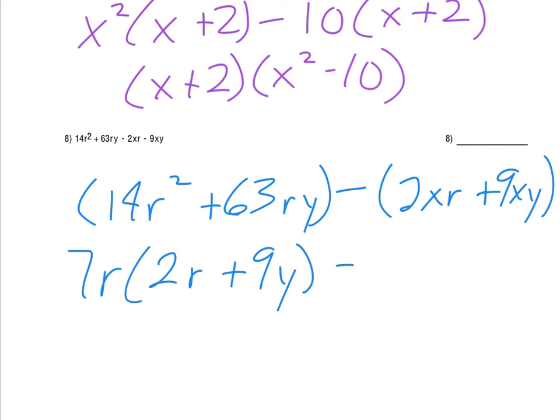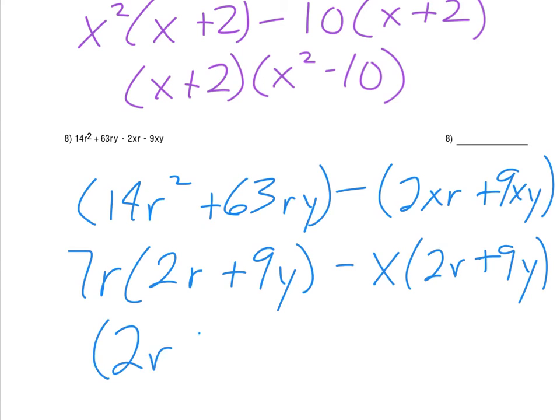Now I do expect to get a 2r plus 9y, and that kind of helped me to figure out that I had to change that sign there, that I had forgotten to do that. The only thing I can take out of that second pair is an x. That leaves me with a 2r plus 9y, which will work out the way that I expect it to. So again, notice we've got 2r plus 9y as a common factor, so we can factor that out. So 2r plus 9y. And then that would leave us with the 7r minus the x.